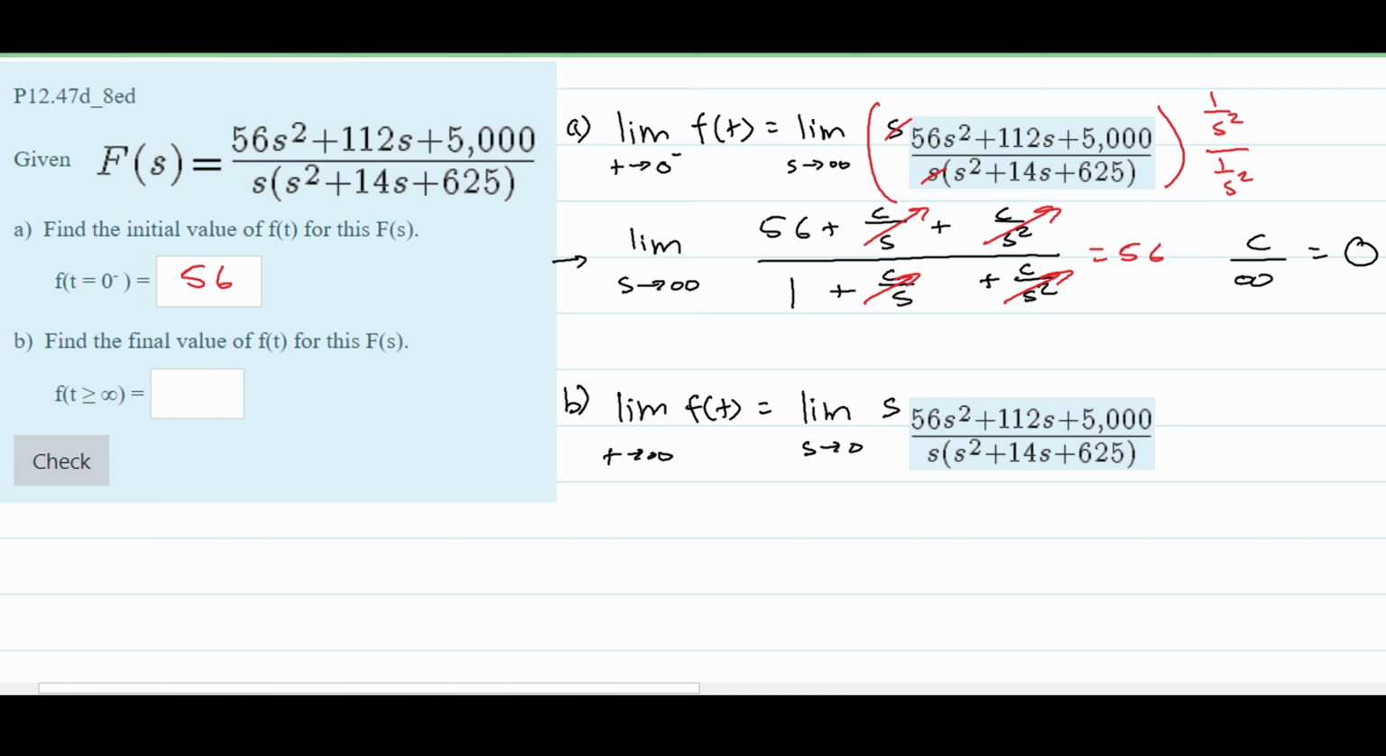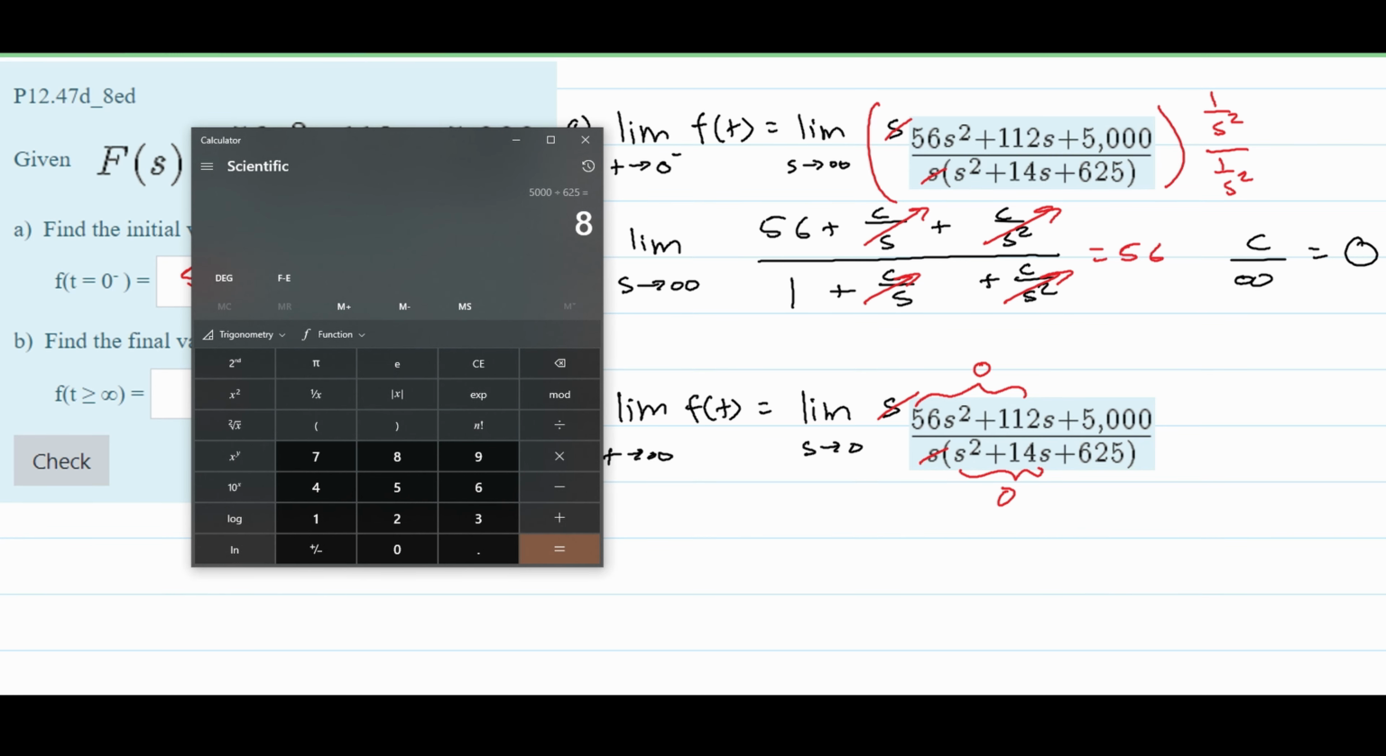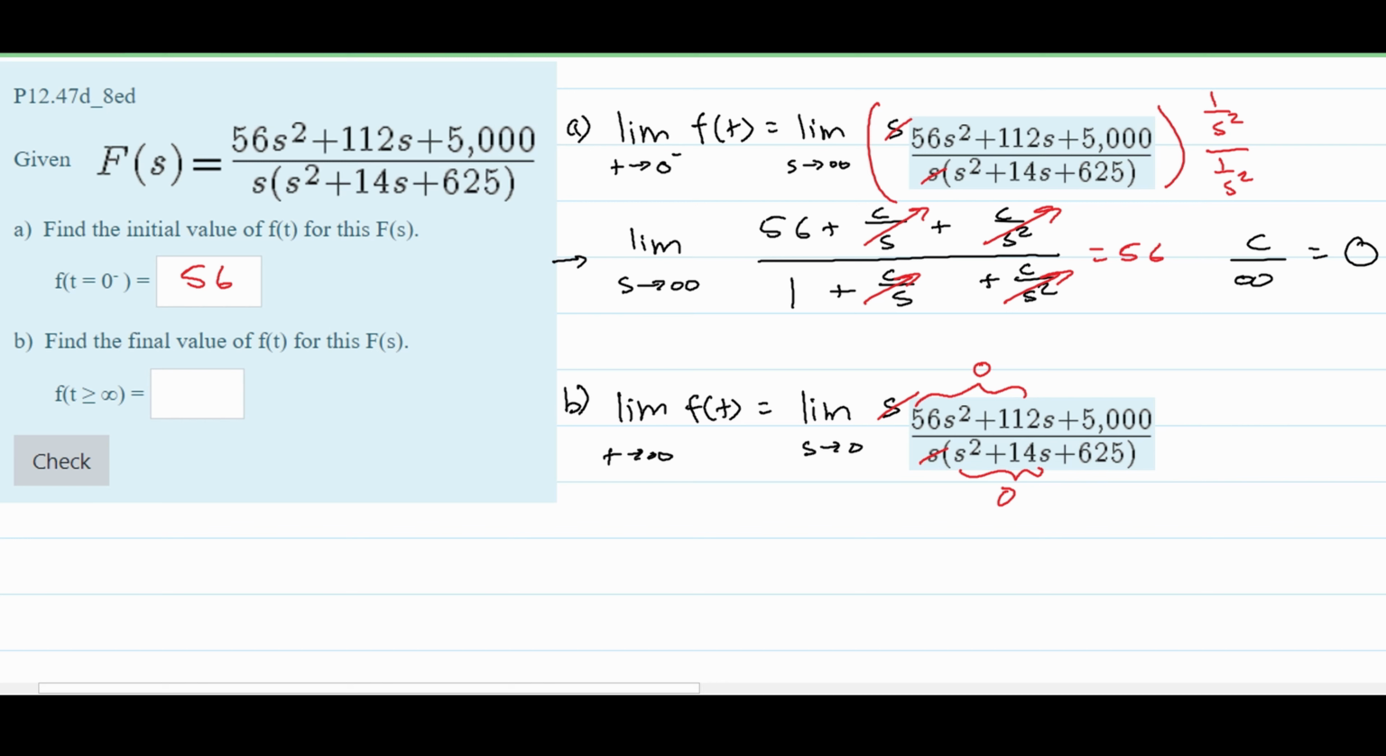Now, again, we can cancel out these s's, and then we can plug 0 into our equation. If we do that, all of this is going to be 0, so we're just left with a 5,000 up top. And then all of this is going to be 0, so we're just left with a 625 on the bottom. If we do 5,000 divided by 625, we get 8. So the answer for part B is 8.